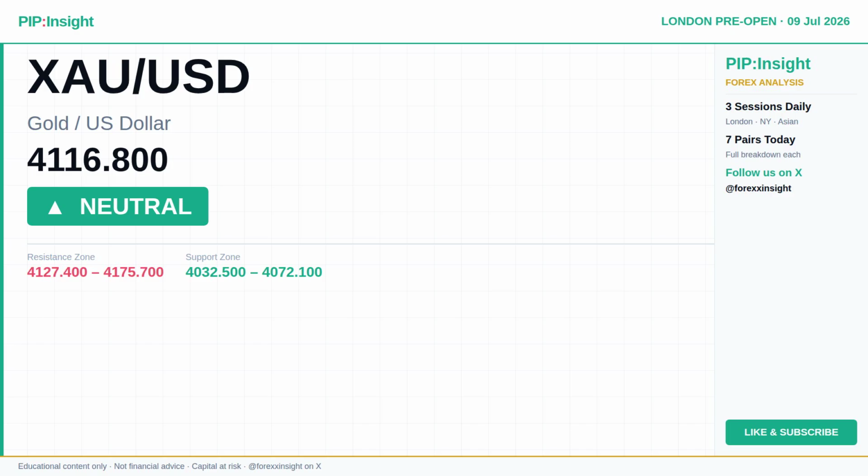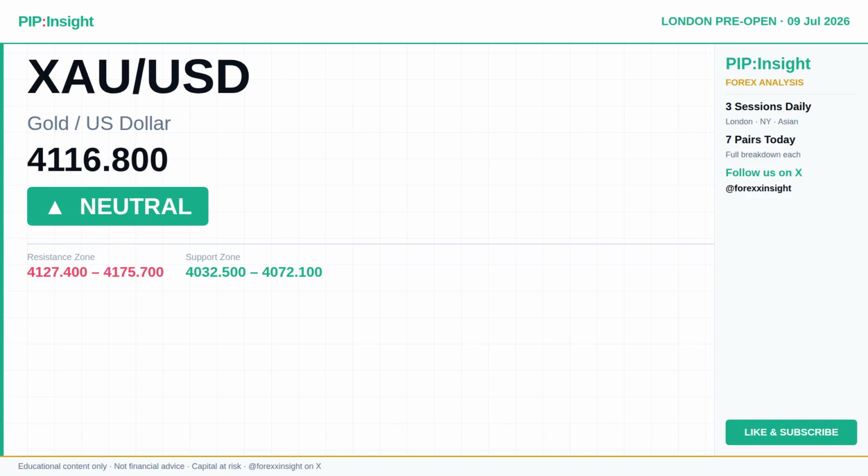The critical question for London is whether gold can clear and hold above the $4,127 to $4,145 resistance band. Failure there keeps the downtrend narrative intact. On the downside, the $4,063 to $4,080 support zone is the level bears need to reclaim to resume pressure.